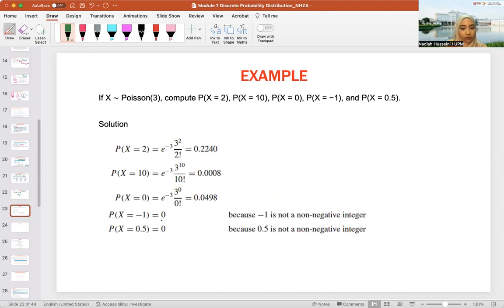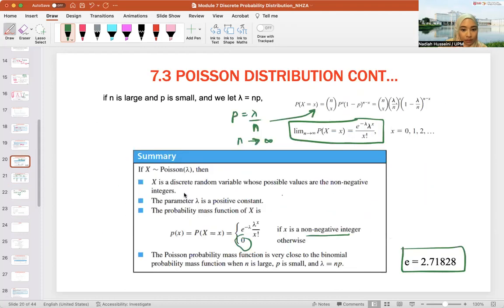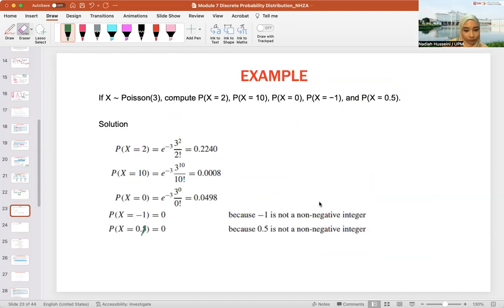So anything other than that, Excel still gives us the answer because it truncates this guy. But in reality, it should give us a 0 because remember this one otherwise gives us a 0. So if you're using Excel, then you would get an answer. But if you're doing this manually, just write 0 because otherwise it's supposed to be 0.